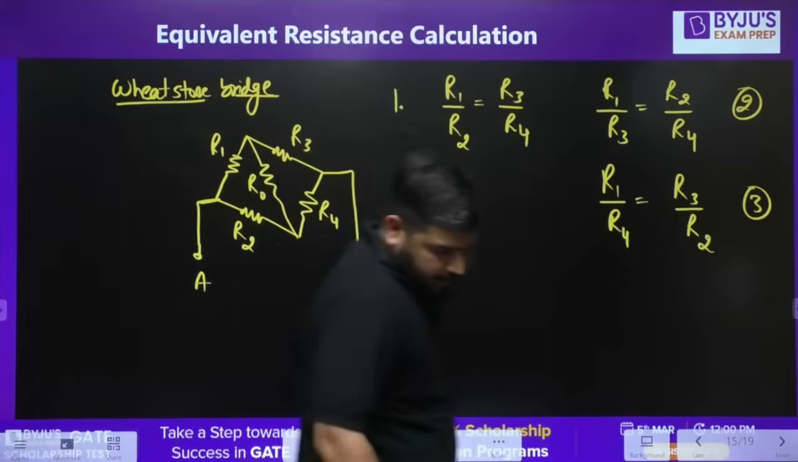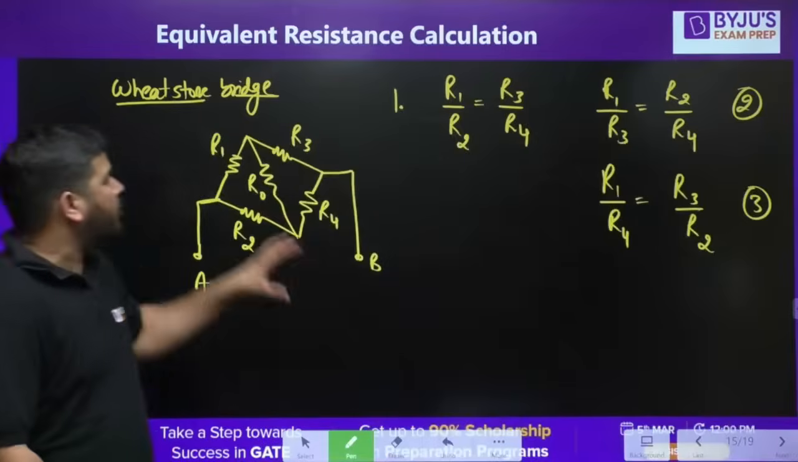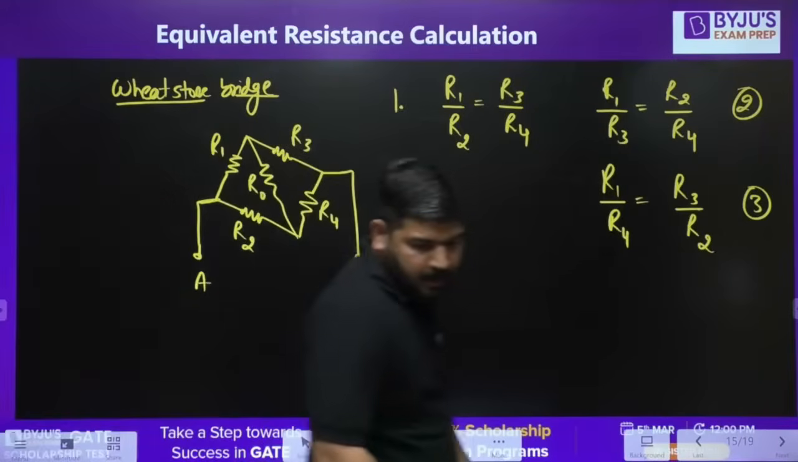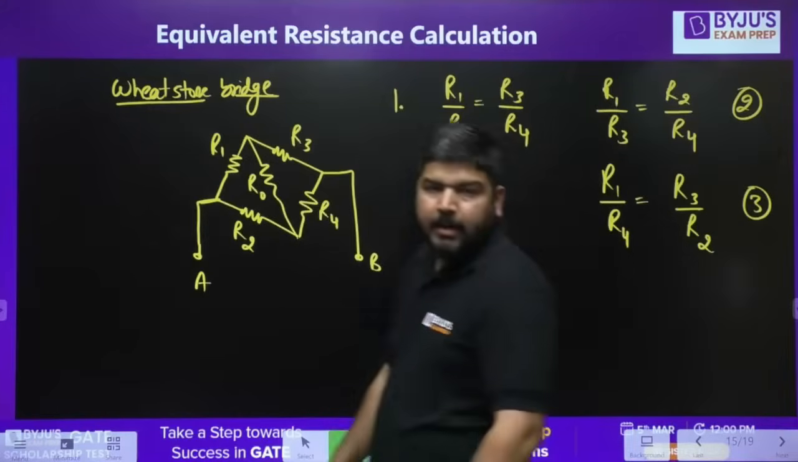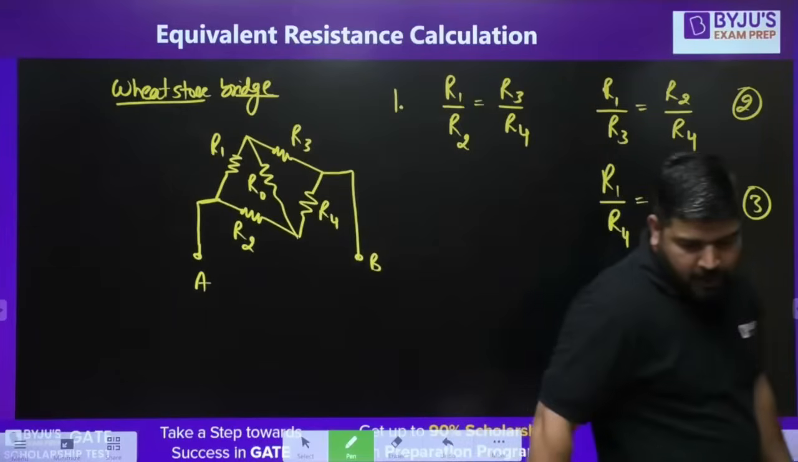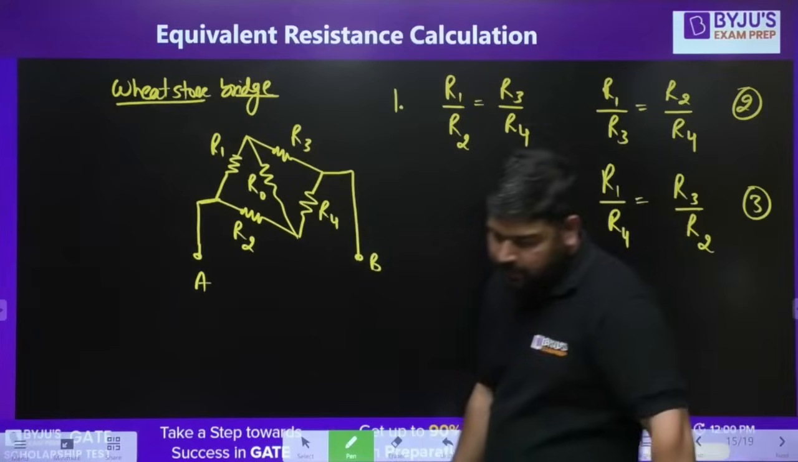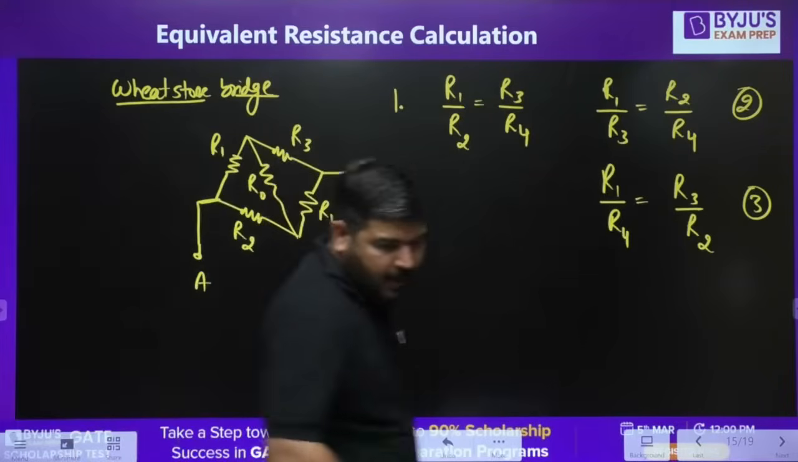Tell me everyone. Under which condition will we call it Wheatstone bridge or balance bridge? Is it condition 1 or condition 2 or condition 3? Tell me guys.